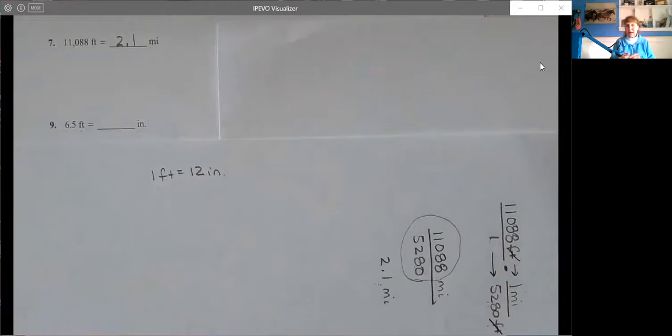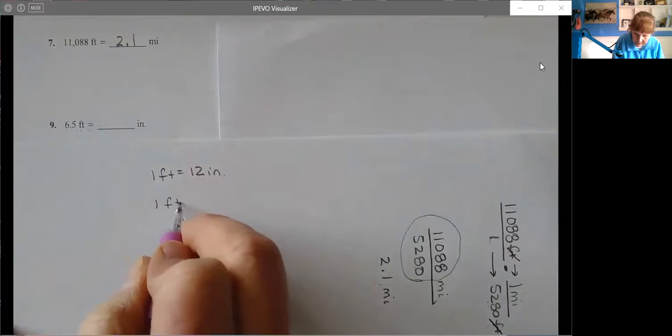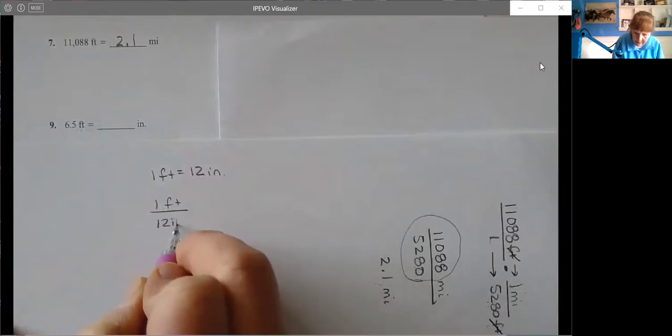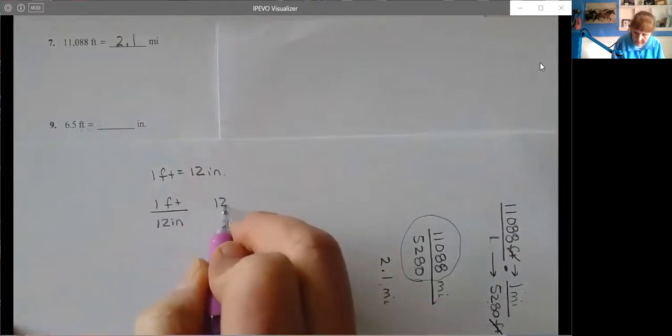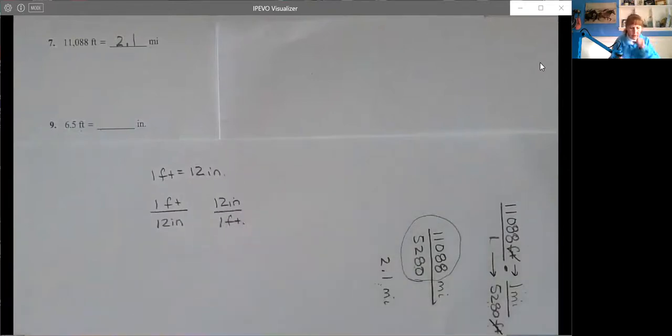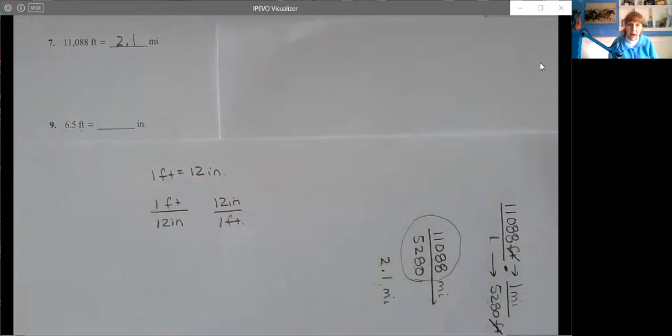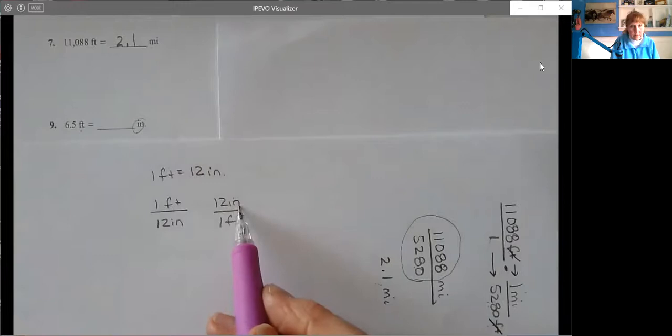All righty, so I can create 2 ratios, 2 fractions that have a value of 1, because those are equal to each other, like 5 is equal to 5 or 3 is equal to 3. Which one do you want to multiply by? Well, I want my answer in inches, so I'm going to multiply by this one and then see what units cancel out.